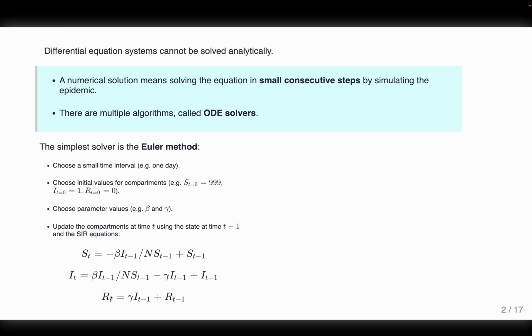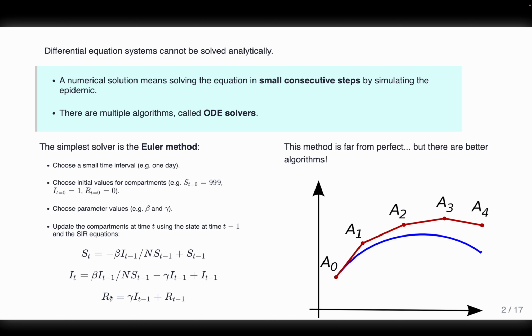Okay, this is quite simple to code up manually, but the results are far from perfect. Depending on how large the time interval is, there is an exponentially increasing error. But don't worry, because no one uses the Euler method anymore, since there are far more advanced algorithms at the moment.